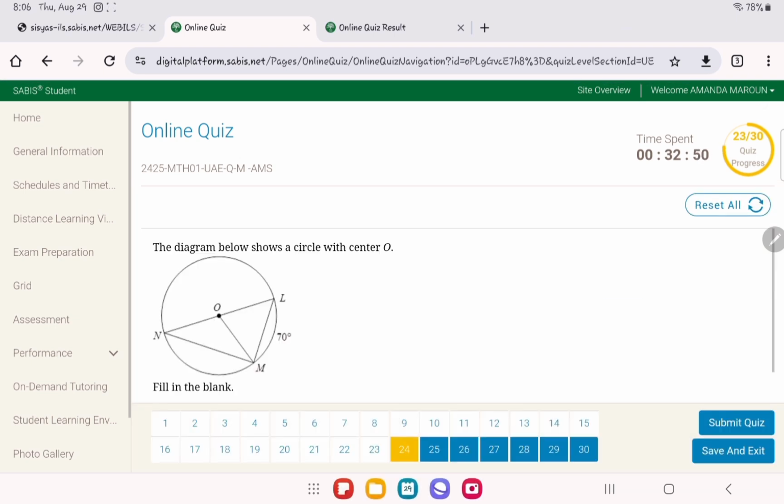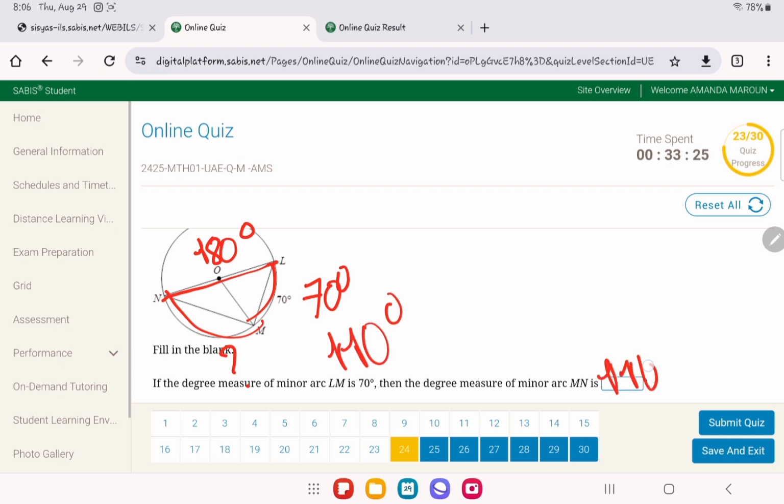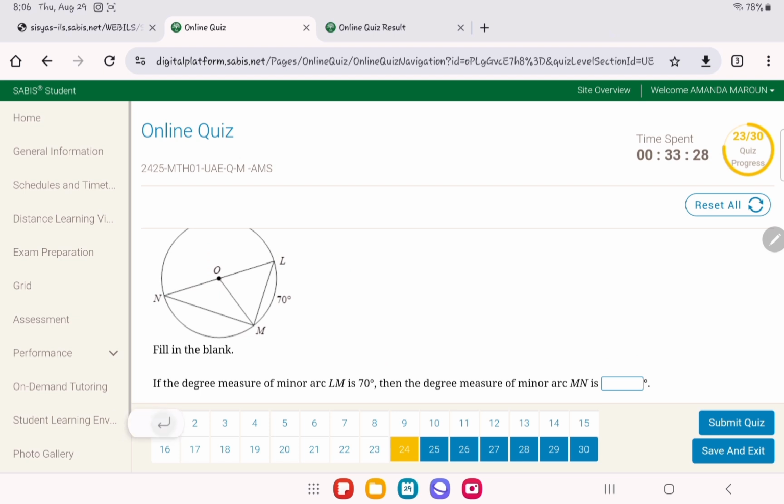The diagram below shows a circle with center O. If the degree measure of a minor arc LM is 70 degrees, then the degree measure of minor arc MN is... Just by looking at it, this is 180 degrees. So if this is 70 degrees, how much will this be? It will be 110 degrees. So our answer is 110.